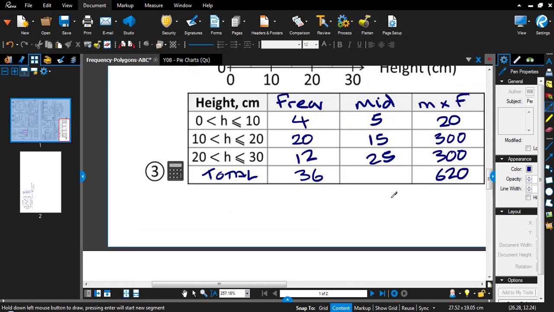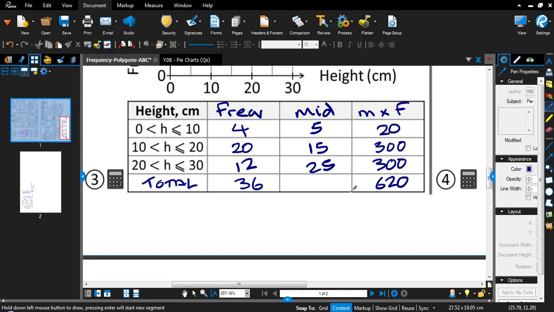They actually asked us for the mean height. So to get the mean, we just get the M times F total divided by the total frequency. So you're going to have 620 over 36. So this should be about 17 point something. Let's see. 620 divided by 36. Yeah, 17.2222222. So we can just say 17 and 2/9, whatever, centimeters. That's it.